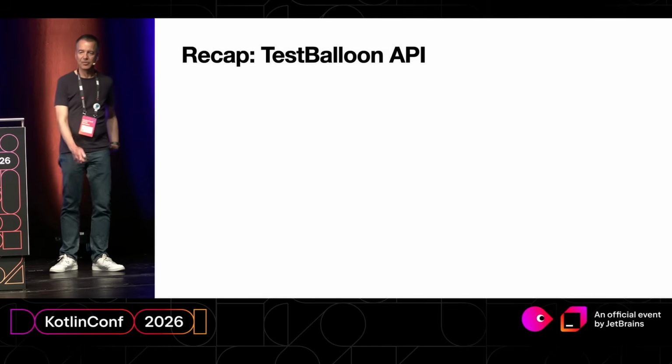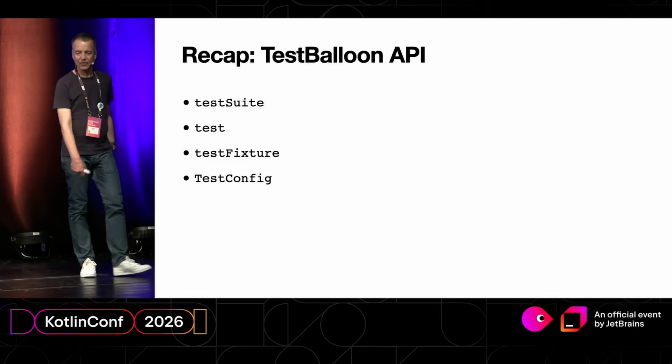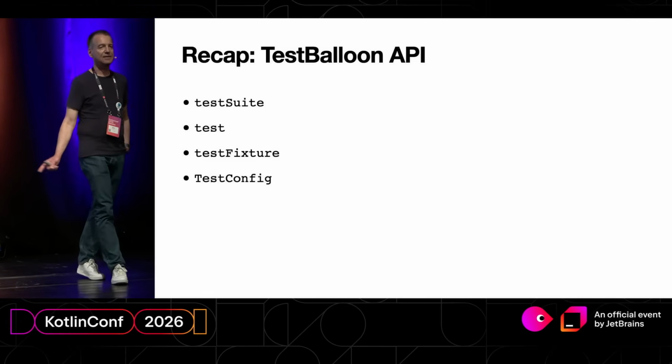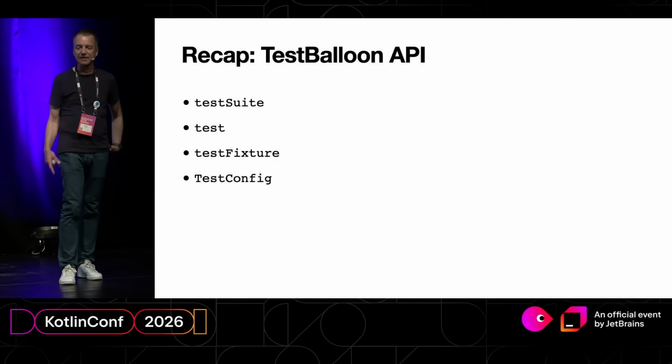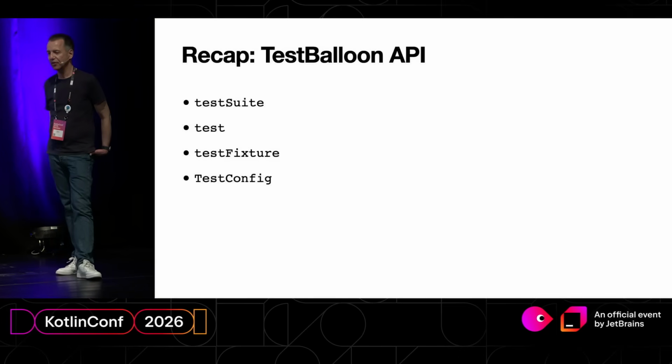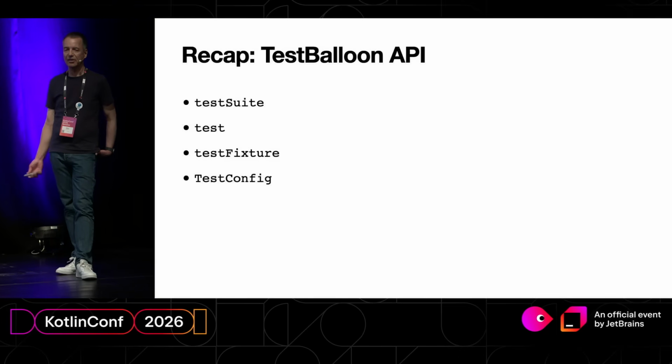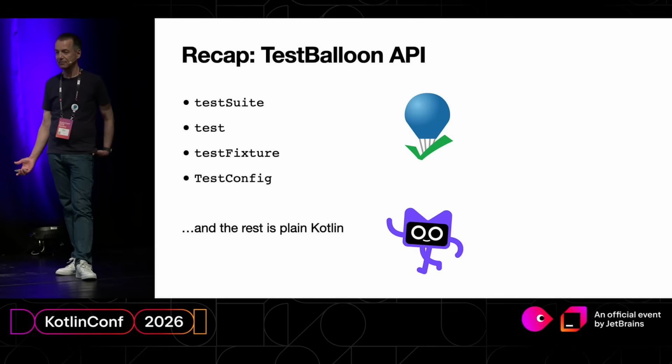So let's recap the API. It's just 3 functions. It's test suite, test fixture, and then it's our test config thing for configuring things. And this is the entire API. The rest is plain Kotlin.